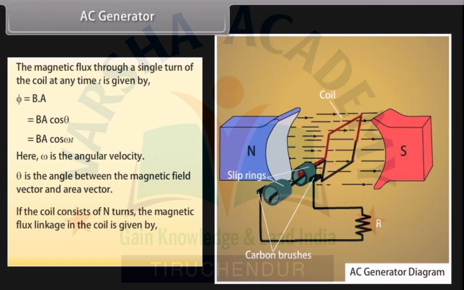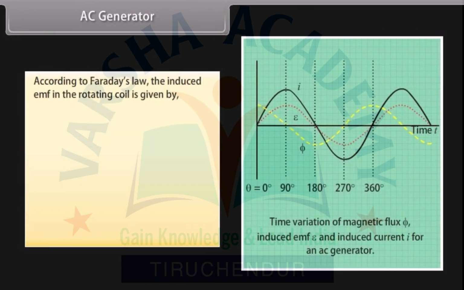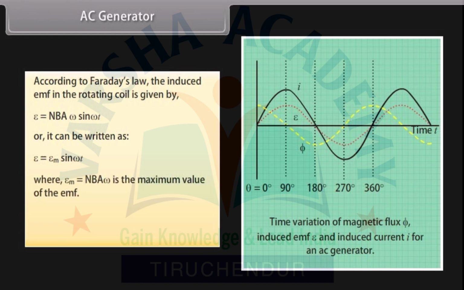If the coil consists of N turns, the magnetic flux linkage in the coil is given by NBA cos omega t. According to Faraday's law, the induced EMF in the rotating coil is given by NBA omega sin omega t, or it can be written as E equals E_M sin omega t, where E_M equals NBA omega is the maximum value of the EMF. The induced EMF varies sinusoidally with time.